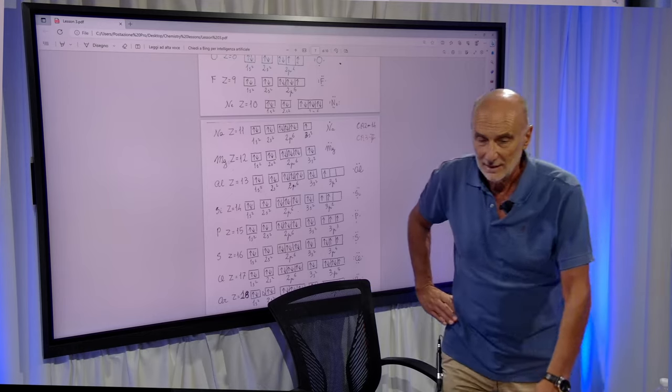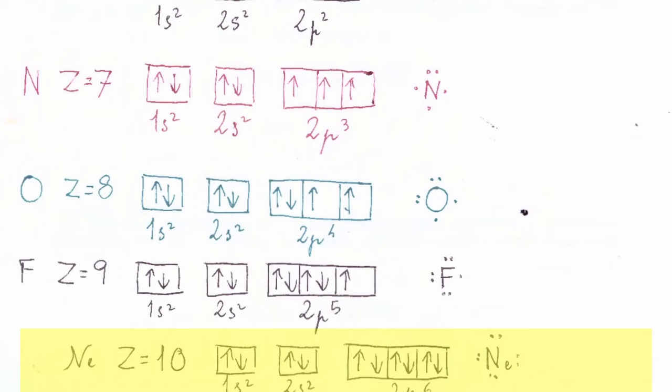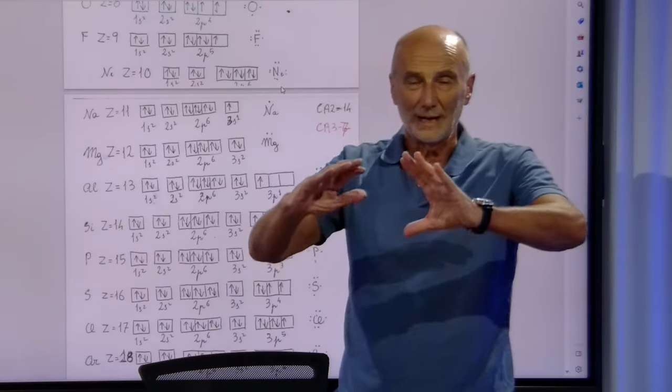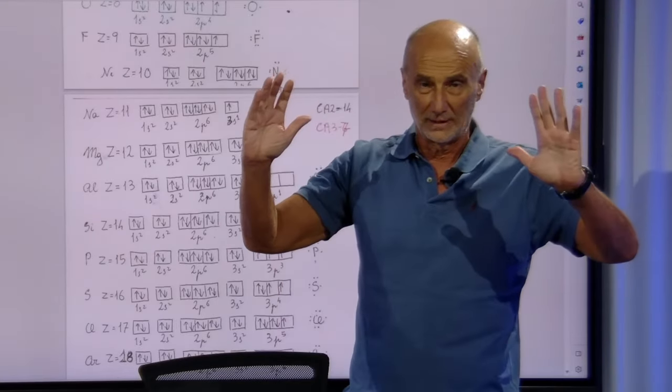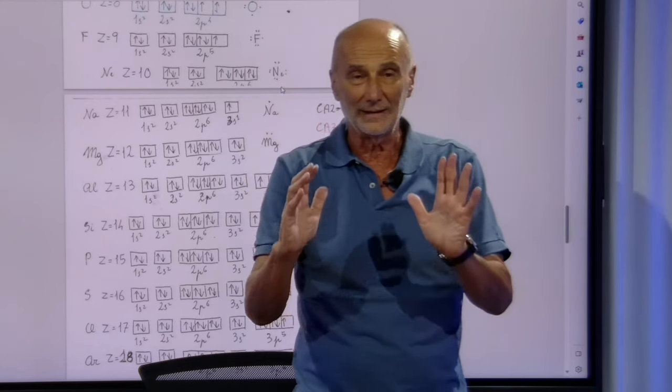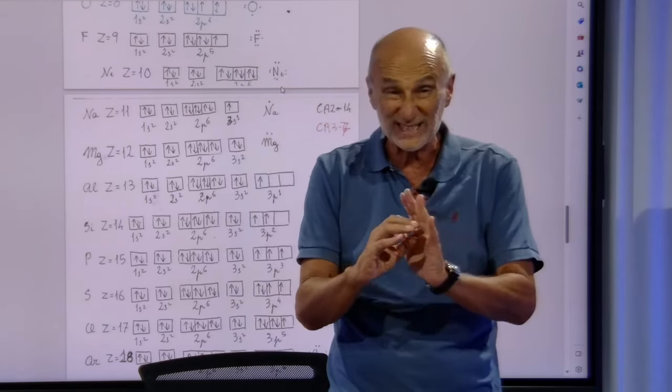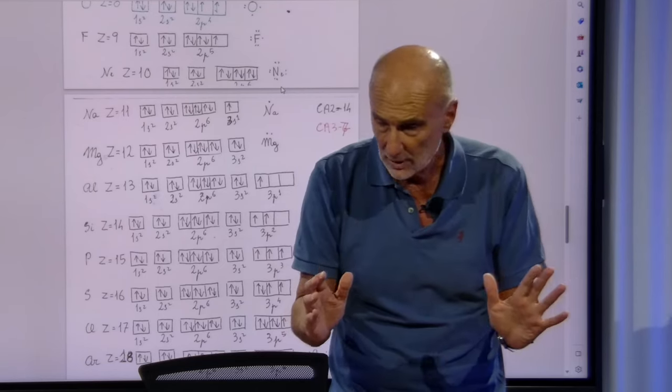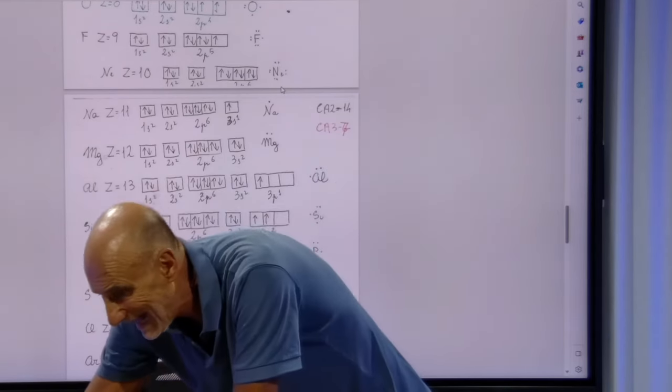Finally, neon has 8 electrons in its outer shell. So the octet, the 8 electrons that can be located in energetic level 2, is completely full. The same occurs for argon.